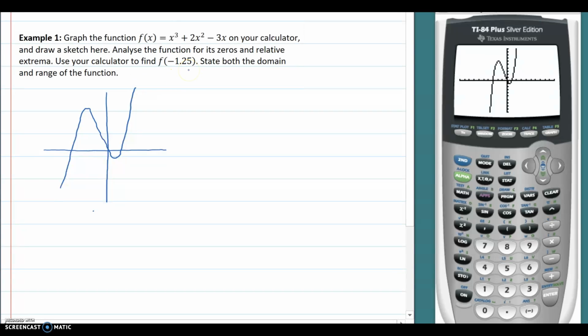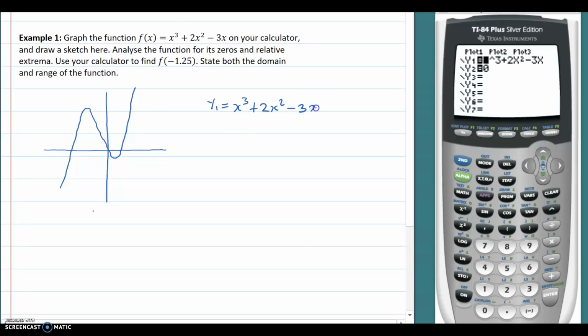Now, we've got to analyze the function for its zeros. If you check that, that's why we put in y2 equals 0. So let's write that down. We said y1 is equal to x cubed plus 2x squared minus 3x, and y2 is equal to 0. The reason we did that was to find the zeros in the calculator. Okay, so finding zeros.